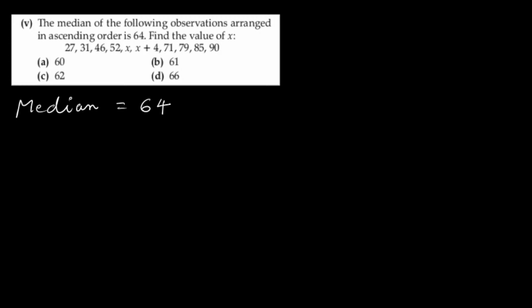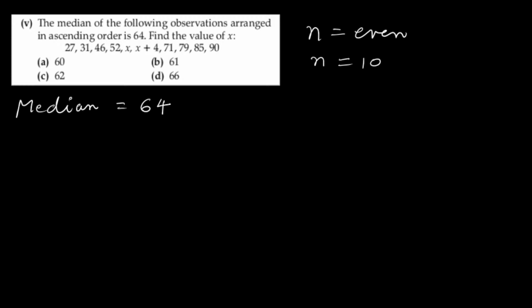This is not grouped data, this is raw data. In case of raw data, first of all we have to count how many terms there are. So we have 1, 2, 3, 4, 5, 6, 7, 8, 9, 10. So n is even: the number of terms is equal to 10, which is even.